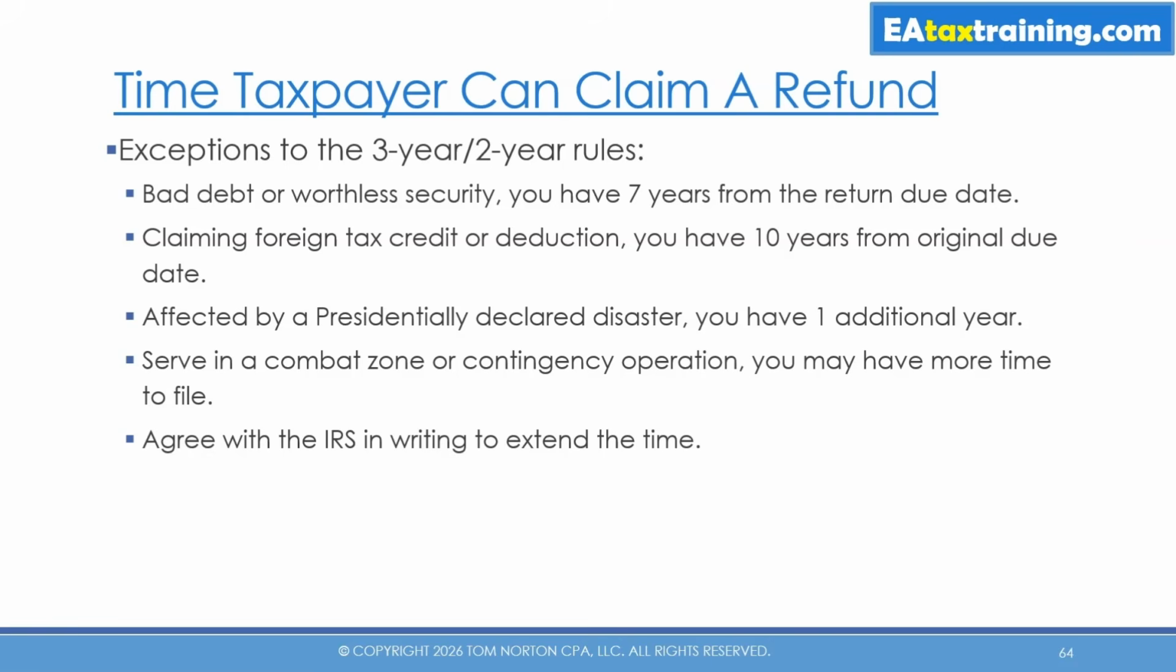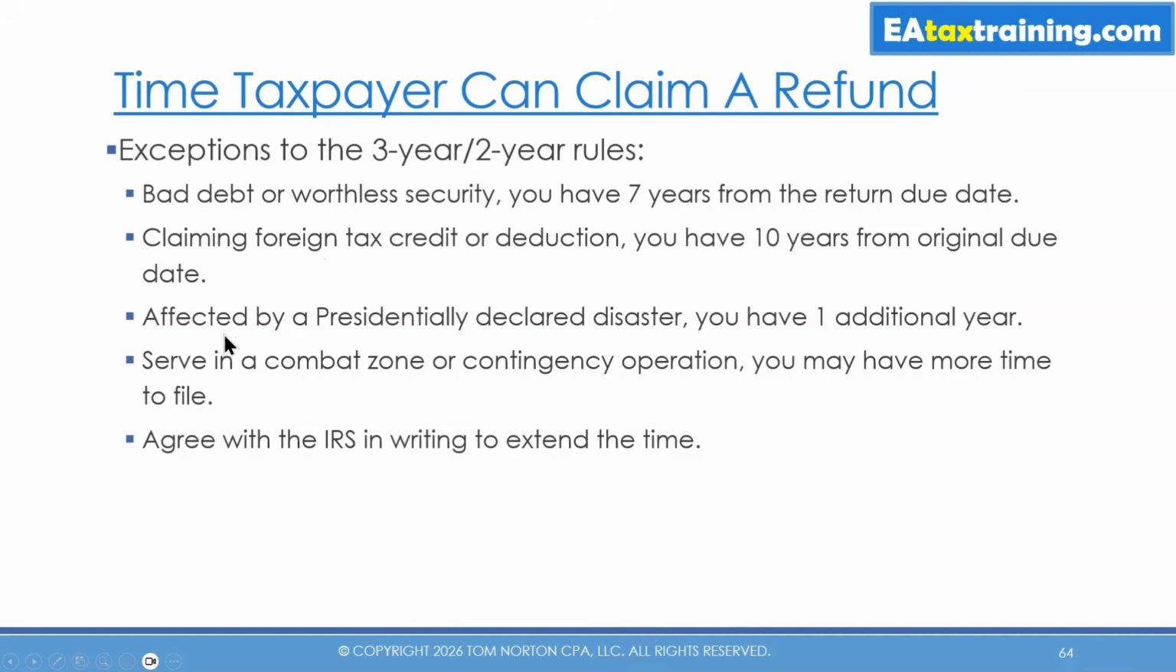And no rule would be complete without exceptions, and so here are the exceptions. If you are dealing with a bad debt or worthless security, if that's what you are amending the tax return for, then you've got 7 years from the return due date instead of 3 years. If you are amending to claim a foreign tax credit or deduction, then you've got 10 years from the original due date. So you'll want to remember those. 7 years for a bad debt or worthless security, 10 years to claim a foreign tax credit or deduction.